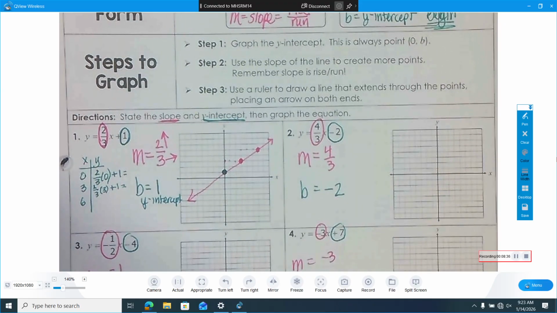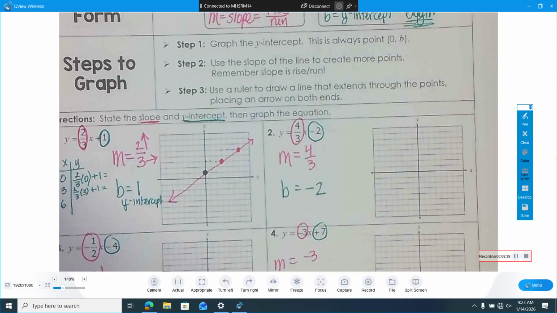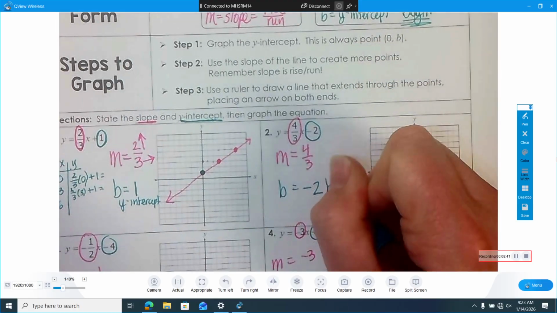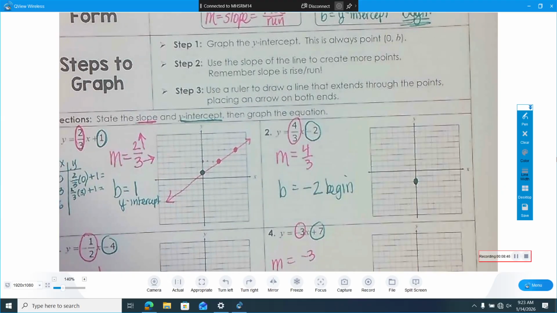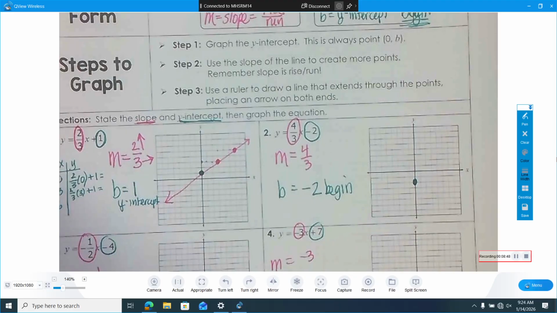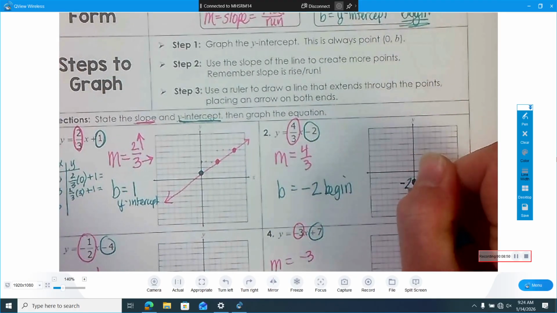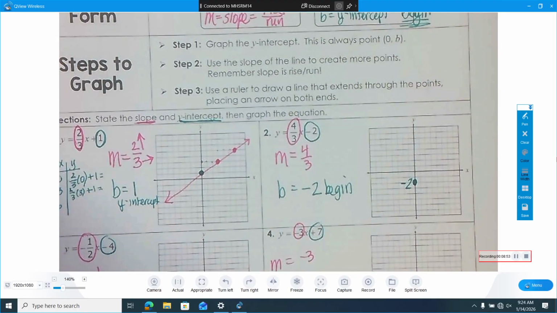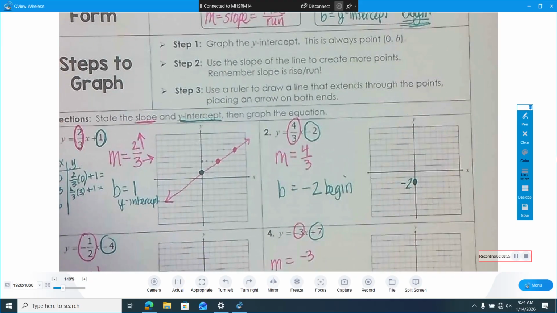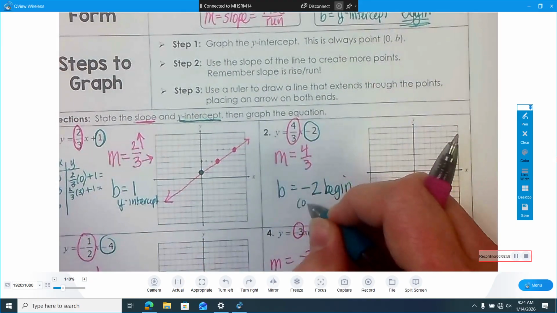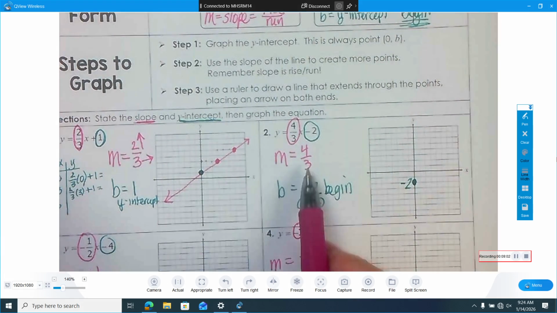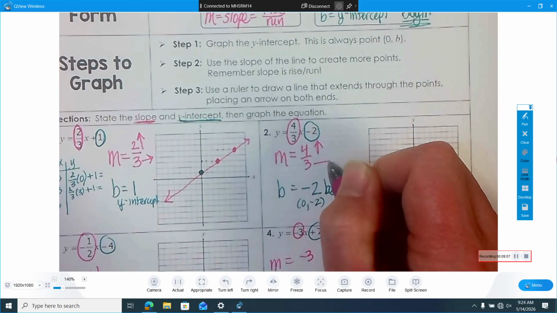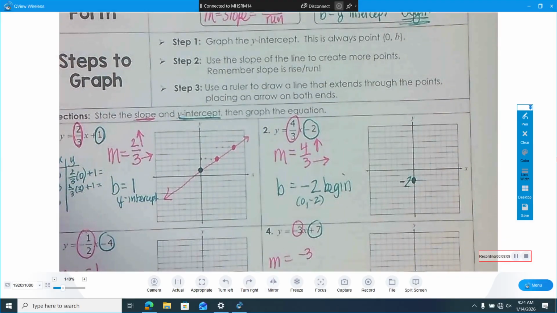Let's try another. Number 2, where am I going to begin? -2. Begin at -2 on the y-axis. So put a nice big dot at -2 on the y-axis. Maybe I'll label it -2. -2 on the y-axis. It's really the point, the ordered pair 0, -2, if you will. And then what is this slope telling me to do? Up 4 and right 3. And I'm always going to go to the right.